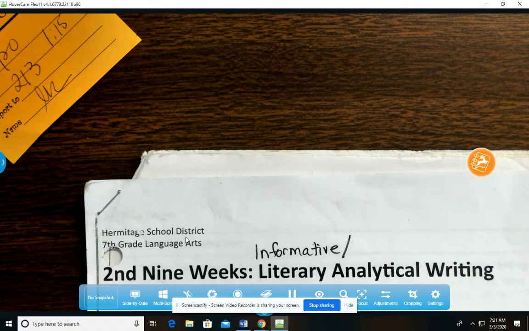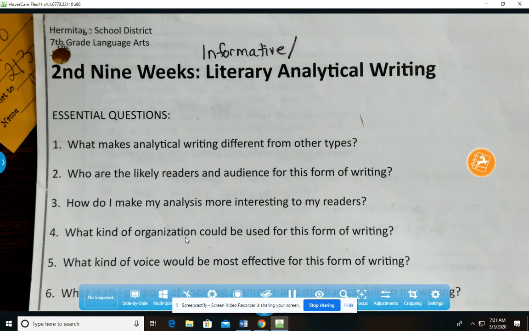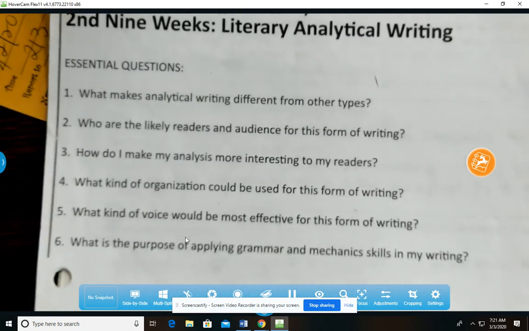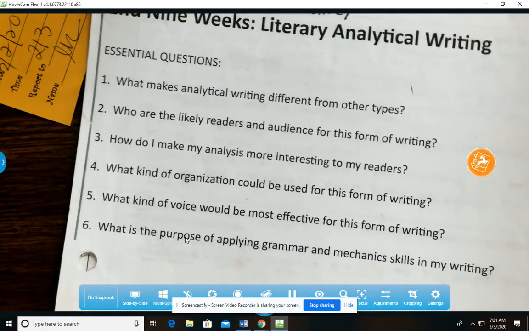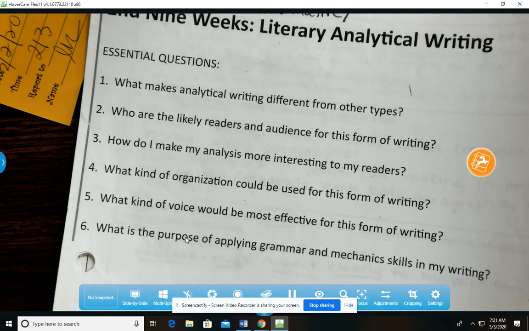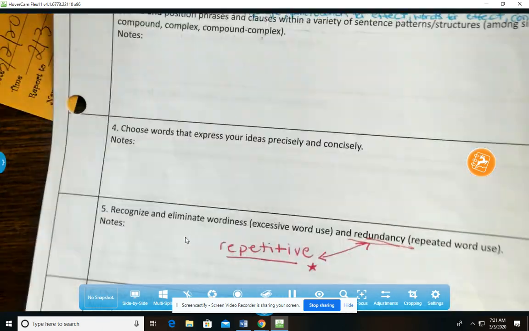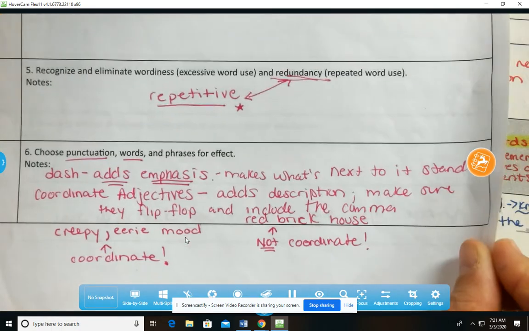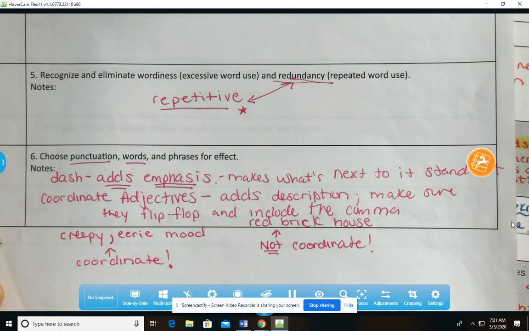Hello. Today we're in the informative literary analytical writing packet, and we're going to look at essential question number 5. What kind of voice would be most effective for this form of writing? We are in the style section of the learning target packet, so please date style number 6, today's date. Style number 6 reads, to choose punctuation, words, and phrases for an effect.